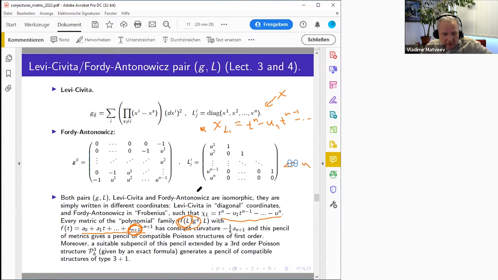And this pencil of metrics gives a pencil of compatible first order Poisson structures. So a suitable sub-pencil of this pencil, extended by a third order Poisson structure given by some exact formula, which was discussed in the pre-recorded lecture 4 of Alexei, and also will be discussed in small dimension in the talks of Andrey next to mine, generates a pencil of compatible structures of type 3+1.